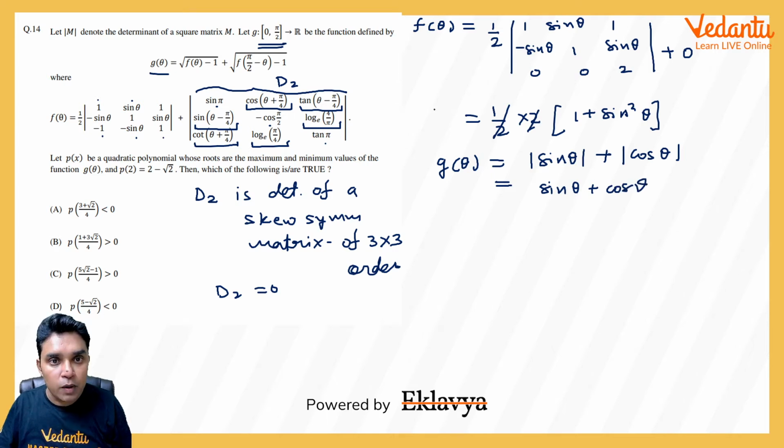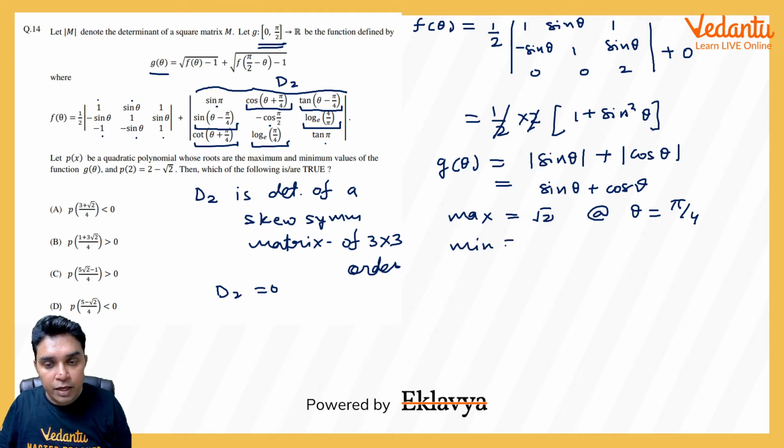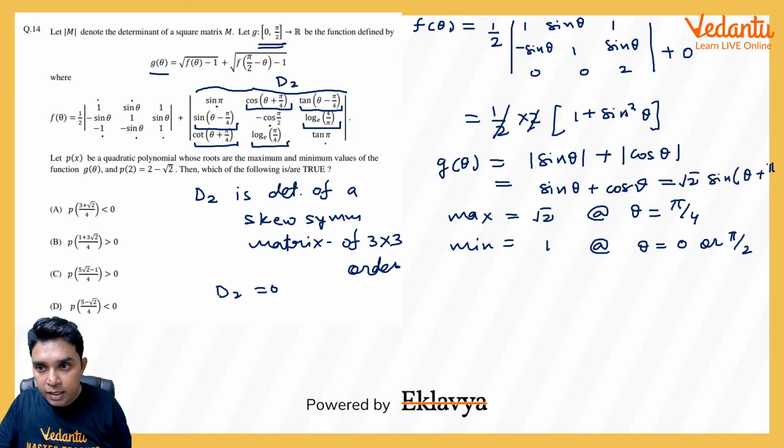In the first quadrant 0 to pi by 2, that maximum value will be root 2. That will happen at theta is equal to pi by 4. That's a very standard thing. And the minimum value will be either at 0 or pi by 2, it will be 1. It will be at theta is equal to 0 or pi by 2. We can also write this as root 2 into sine of theta plus pi by 4. Then it becomes easier to see what will be its maximum value at pi by 4 and what will be its minimum value.